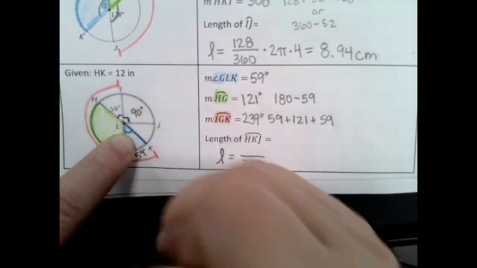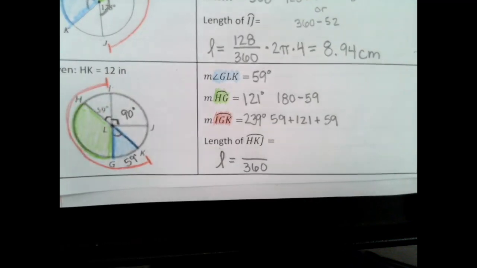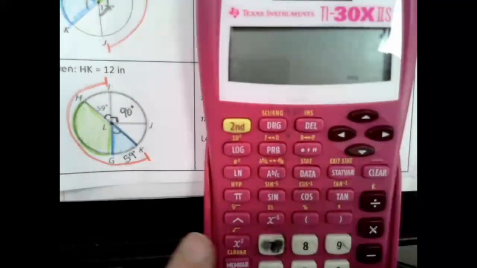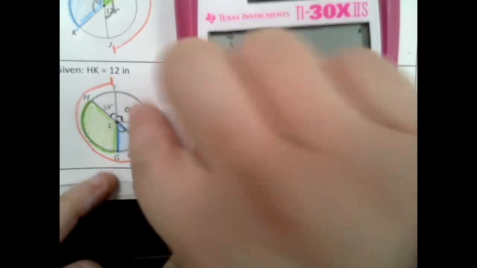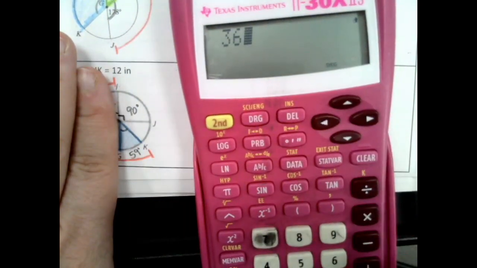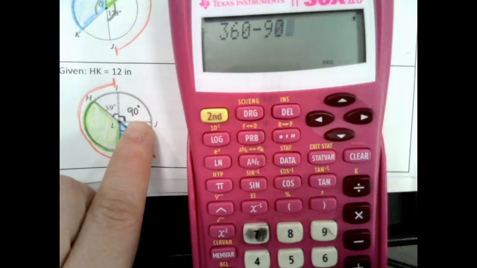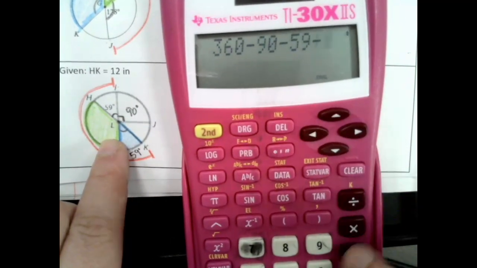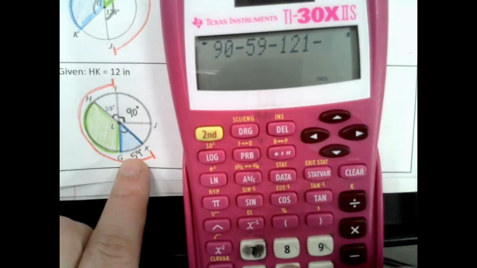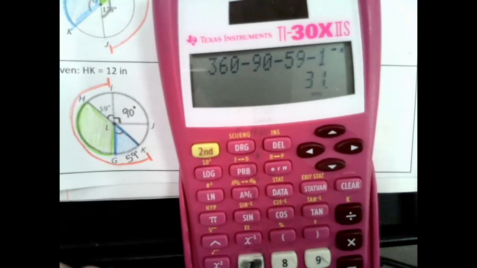So now if I'm missing just one part of the circle, what could I do? Sure, I could subtract from 180 and just do that side. Or I could do 360 minus 90 minus 59 minus 121 minus 59 and just subtract all of them and we get 31.